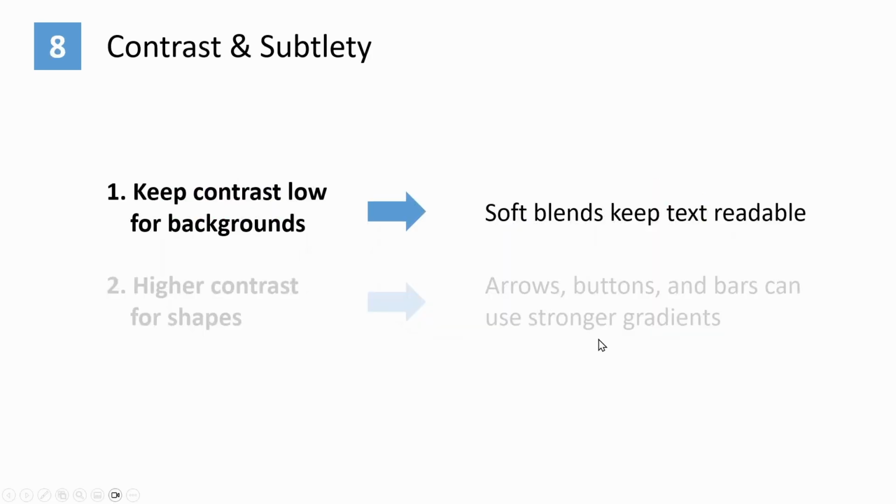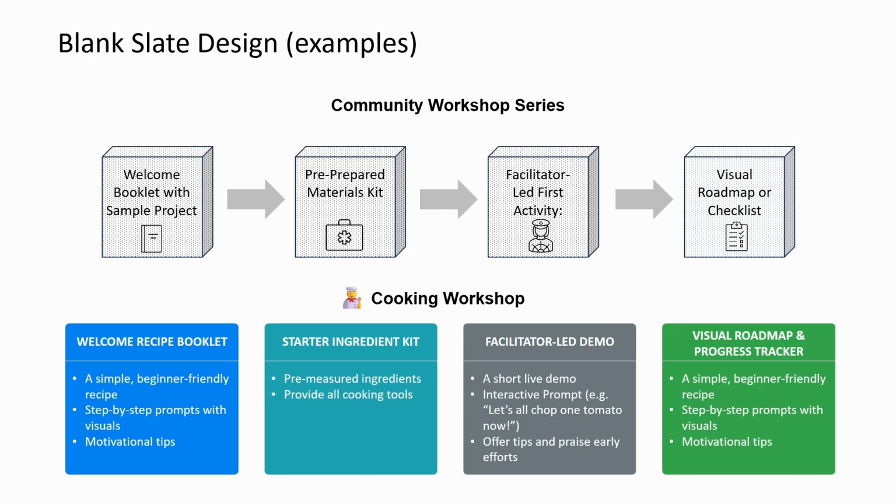Number 8, contrast and subtlety. So keep your contrast low for backgrounds with text on it. A soft blend keeps the text readable. Take this example from my video about first principles. If we add a background like this, it keeps our content as is, but it just adds a slight subtle background to improve its looks.